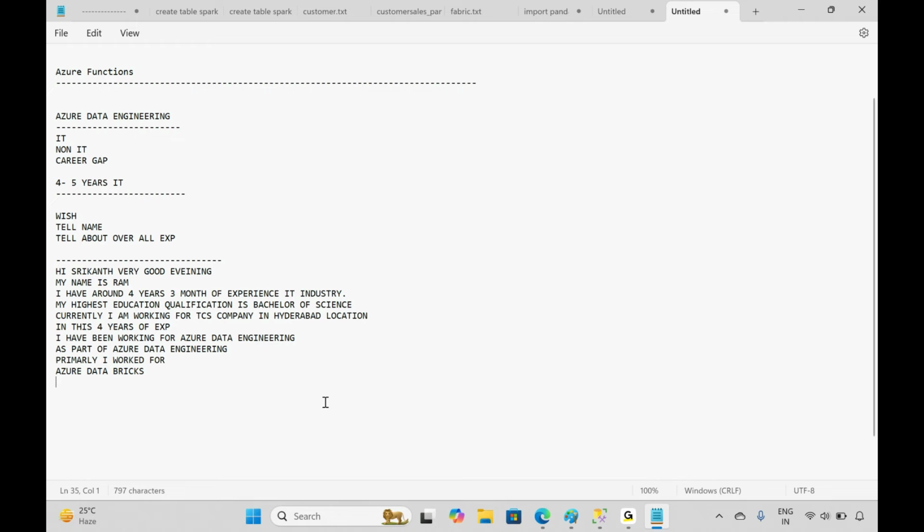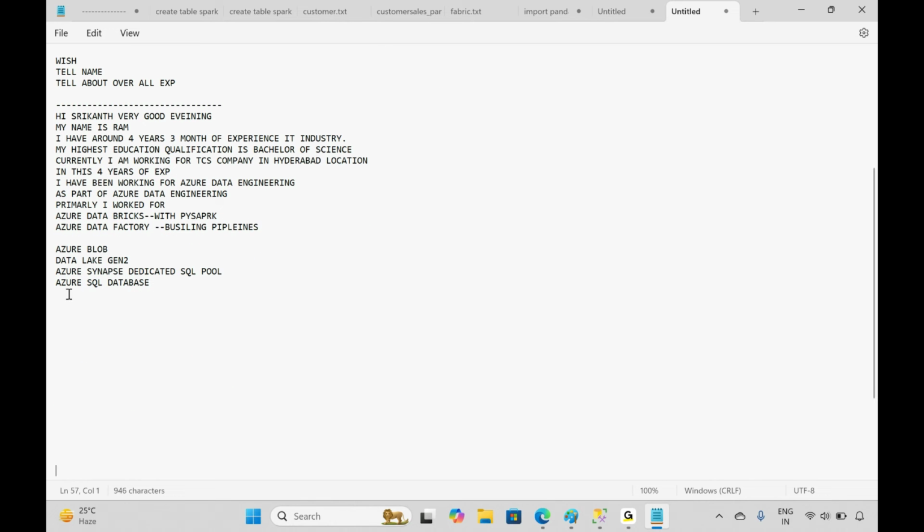with PySpark, Azure Data Factory, building of the pipelines, and Azure Blob Storage, Data Lake Gen 2, and Azure Synapse dedicated SQL pool, and Azure SQL database. These are all the things you can tell them.